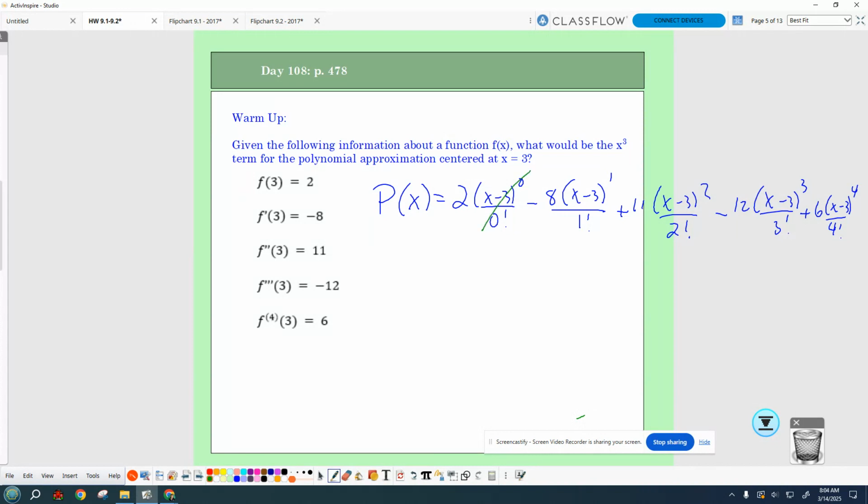Do you need to write this? Absolutely not, but I just want you to see that it's not different. It's x to the 0, x to the first, x to the second, x to the third, x to the fourth. Why is it not actually just x to the 0? Well, because the center is at 3.